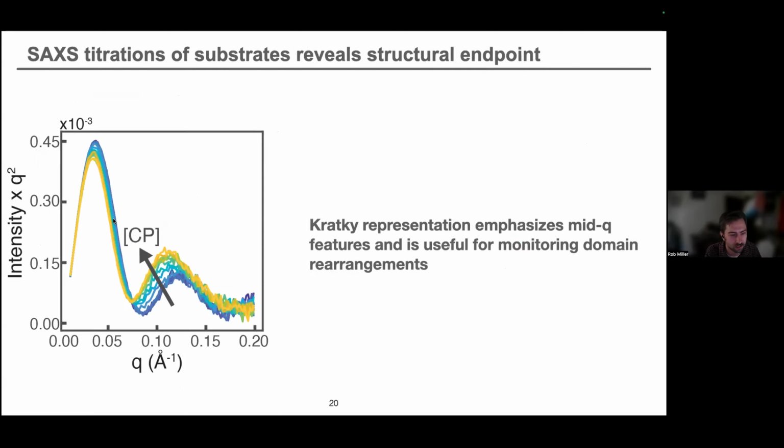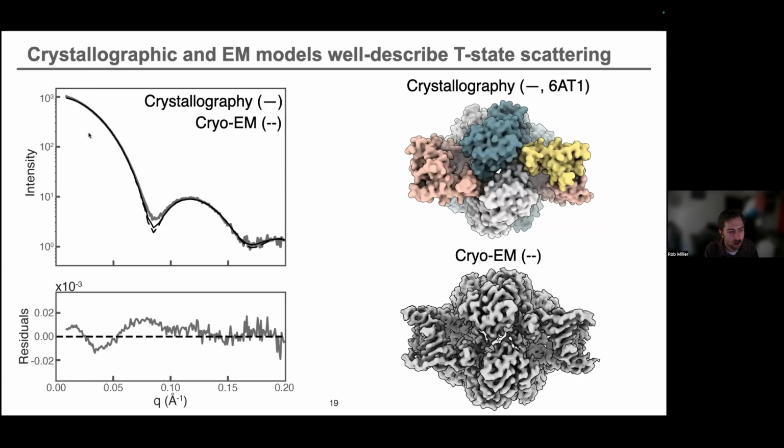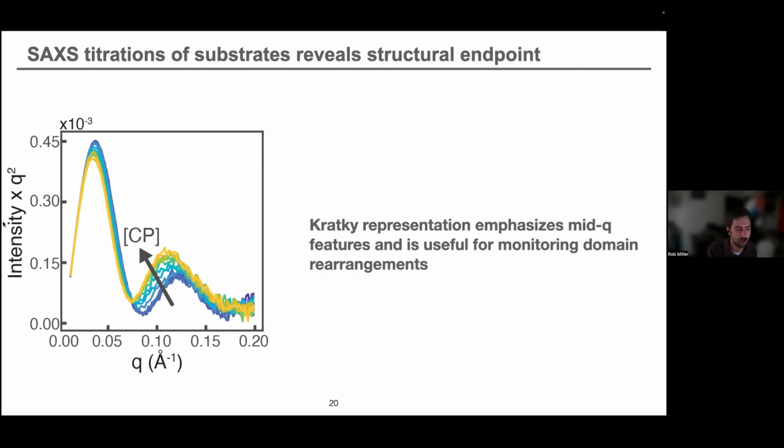And I'll point out that the SAXS data that I'll show for the rest of my talk will be shown through something known as a Kratky representation, where all I did is simply take the one-dimensional intensity versus Q profile from the previous slide and multiply the intensity by the square of the scattering vector. What this does is emphasize mid-Q scattering features, which are particularly sensitive to distances on the length scale of interdomain distances, for example, the distance between two catalytic trimers. So we'll find that this is a super useful metric for monitoring conformational changes in ATCase.